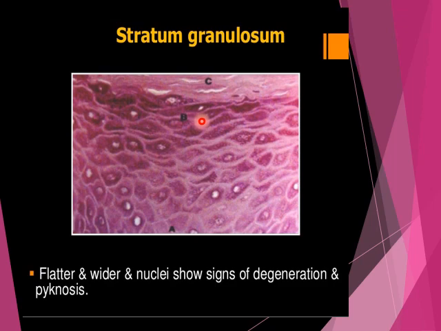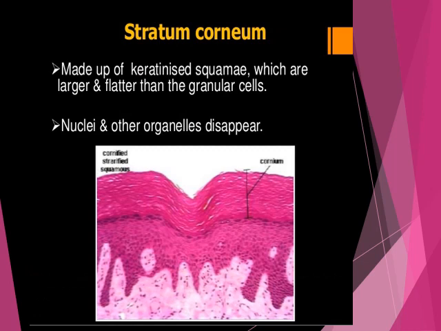This membrane acts as a barrier, and these cells also contain the 4-cell layers. In keratinized epithelium, the surface layer is the stratum corneum. This is the stratum corneum, present on the surface above the stratum granulosum. This is the stratum spinosum, and this is the basal cell layer. The stratum corneum is made up of keratinized squamous cells, which are larger and flatter than the granular cells. The nucleus and other organelles in the cytoplasm disappear, so it appears homogeneous, red or pink in hematoxylin and eosin stain.